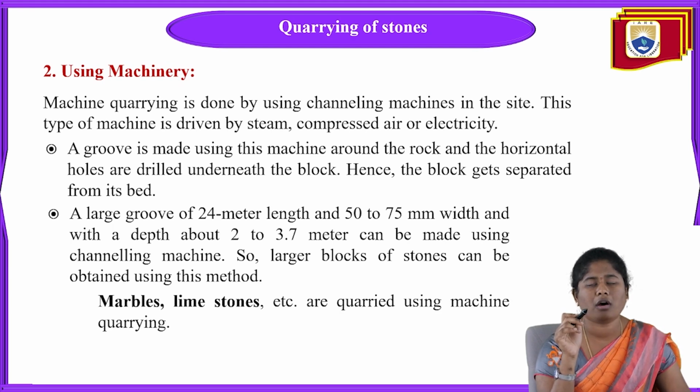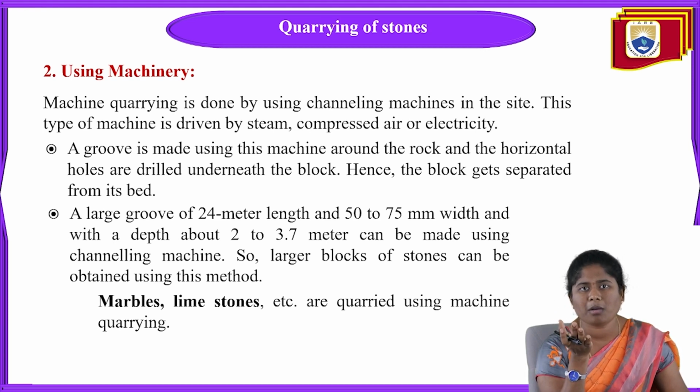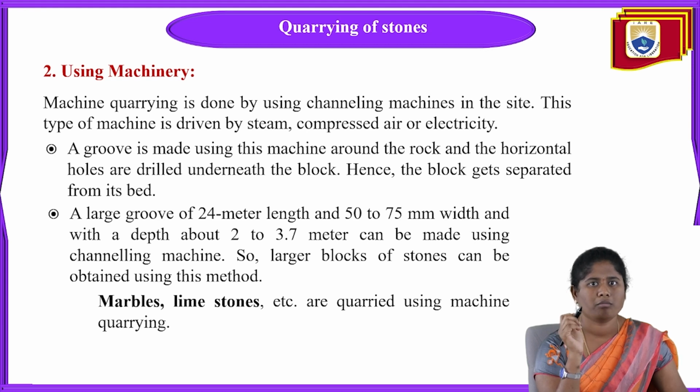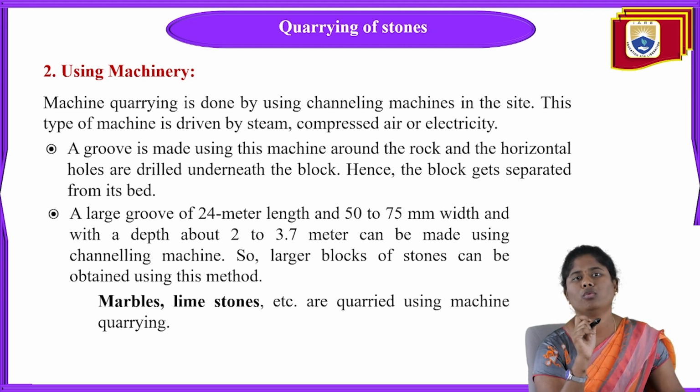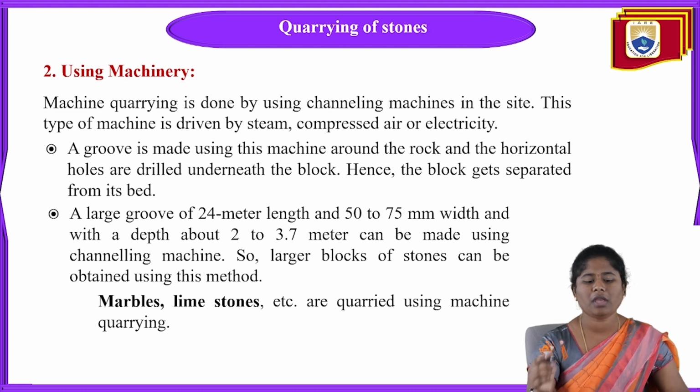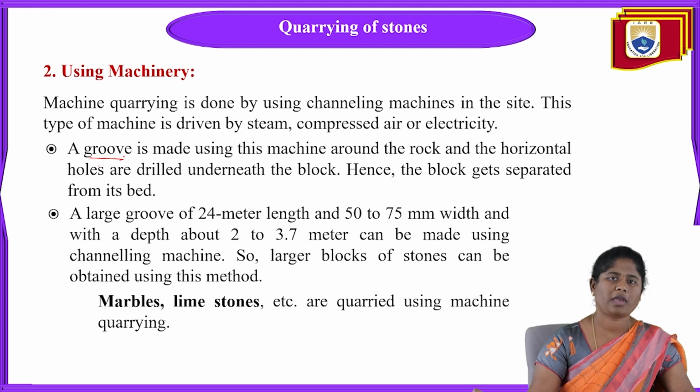And the horizontal holes are drilled underneath the blocks. Underneath the block we are going to give the horizontal holes. After giving those horizontal holes, that block should get separated from its bed. This is the process of machinery. By using these channeling machines, first we have to give grooves around the parent rock, using the machines.